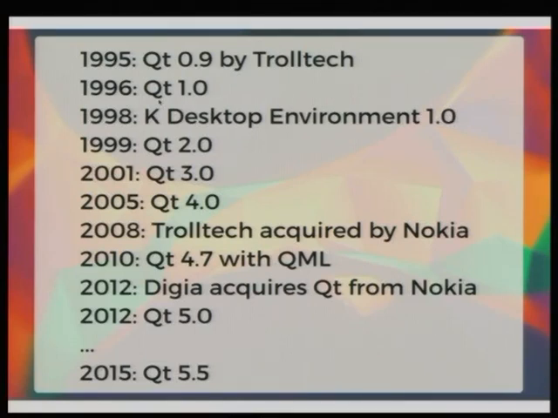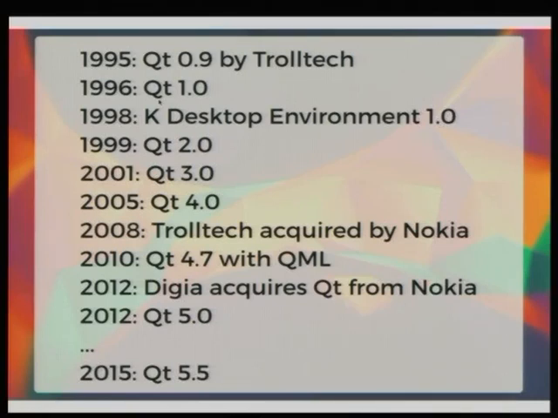The important milestone was KDE, which is using Qt, right? It was released in 1998. I will talk about it on the next slide a bit. Then a couple more releases. In 2008, Qt, or Trolltech, the company behind Qt, was acquired by Nokia. So Nokia actually back then had a plan to use Qt and QML, or only Qt back then. It was Qt on their Symbian systems and on the smartphones. And in 2010, with Qt 4.7, they introduced QML.